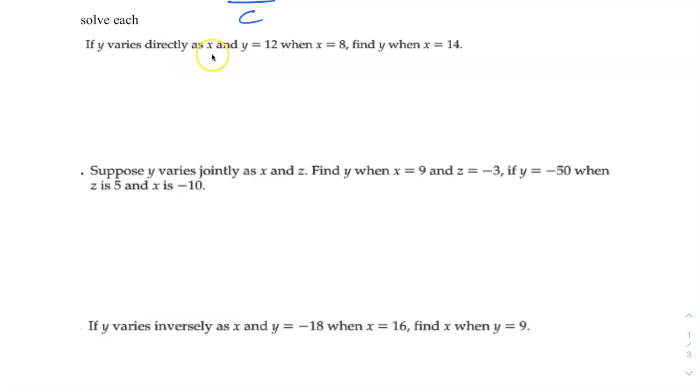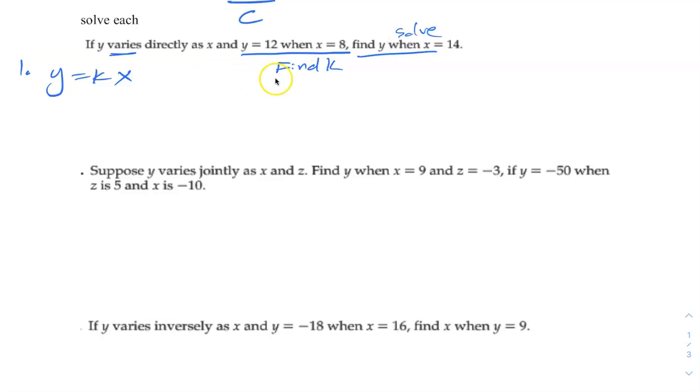Now we're going to use that to solve this. If y varies directly as x, step one is always to figure out the equation. So y varies directly as x: y equals k, x is on top. There's my equation. And y equals 12 when x equals 8. That information lets you find k, and then find y when x equals 14. If you write an equation, they give us some information, and we use that to find k. Then we rewrite our equation with k in it, and use that to figure out what y is. So that's all we're going to do.